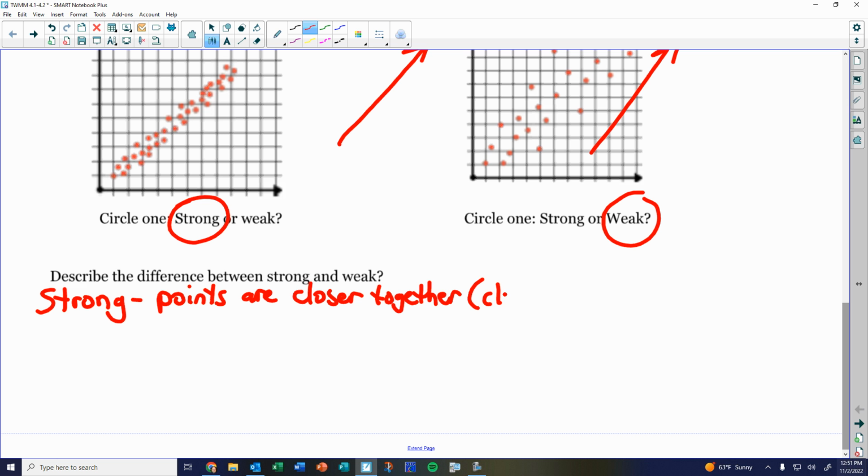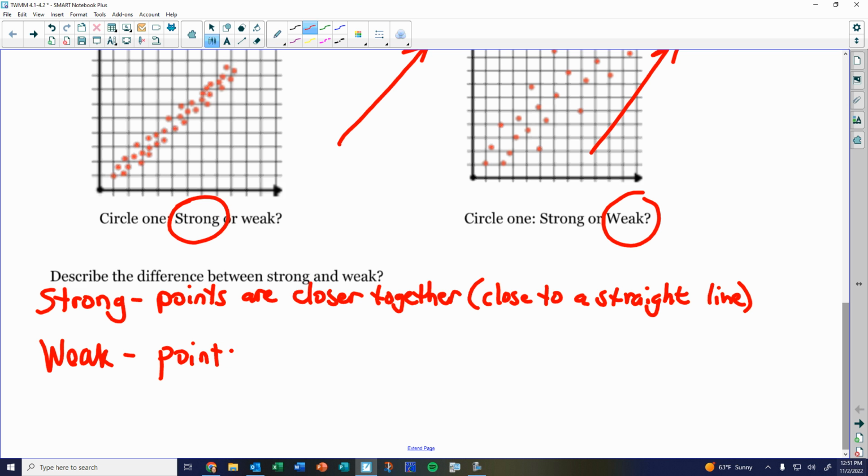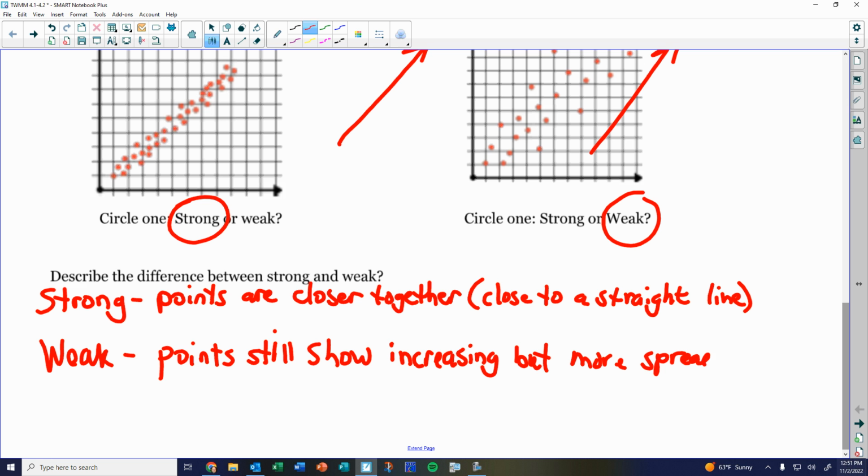Kind of think about that as like they look close to a straight line. Okay, and then weak. The points still show that they're increasing, but they are more spread apart. And that's the difference between the two.